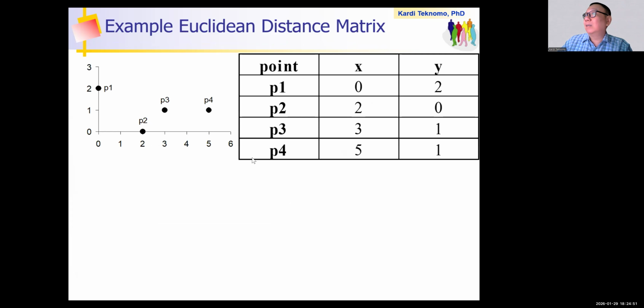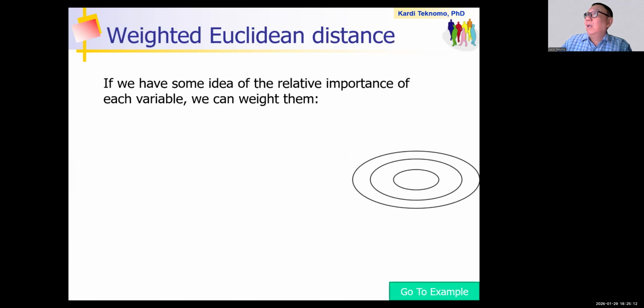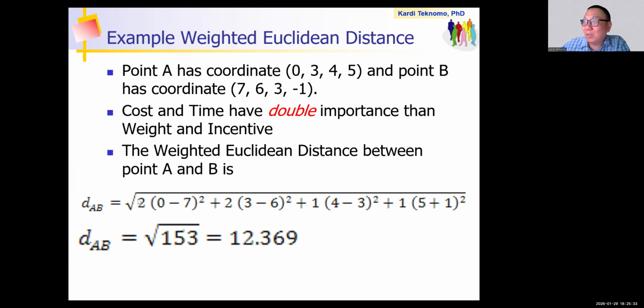If in reality you have many points, you asked a while ago why only two points. If you have many points, then you compute, and you will get a distance matrix, something like this. These are the distances between points. Sometimes you put weight on each variable, maybe because cost and time are double as important as the weight and incentive. In that case, you put more weight. If this is double, you put weight 2 here, and then 1, 1. So instead of 9, now it becomes 12. Clear?